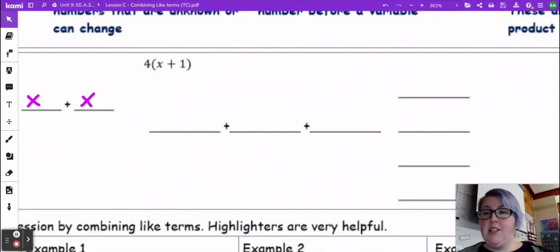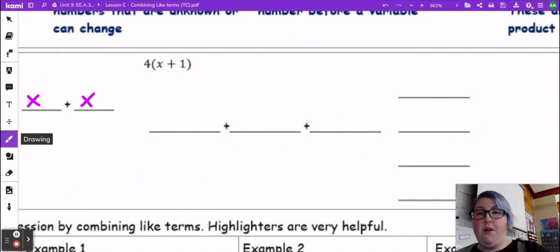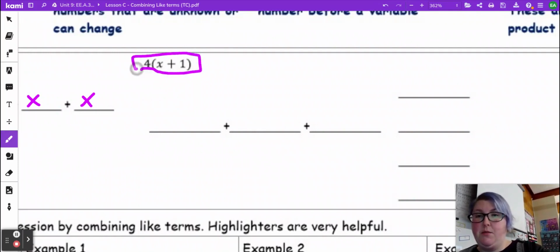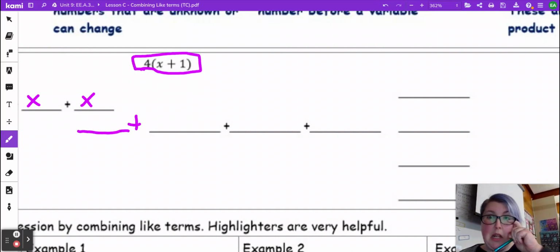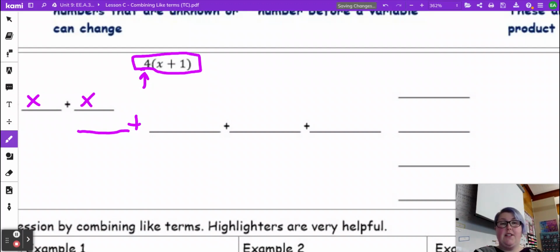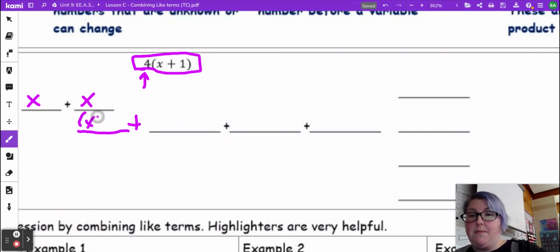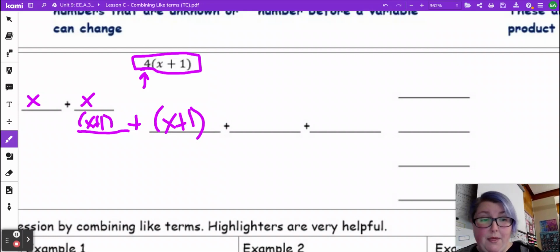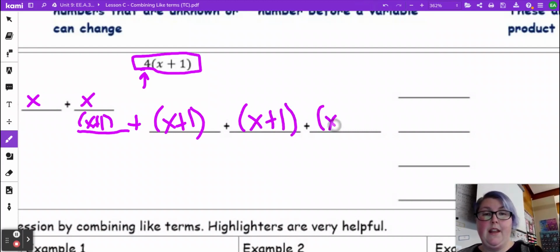So you'll see here we have 4 times x plus 1. So now we are getting more complicated, but that doesn't mean that this is actually more complicated. Because remember, that coefficient of 4 means whatever is after it, there are 4 of them added together. So you can write this out as x plus 1 plus x plus 1. And yes, the parentheses are really important because we want to keep our order of operations.